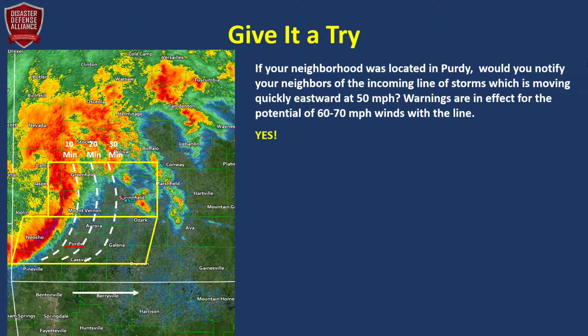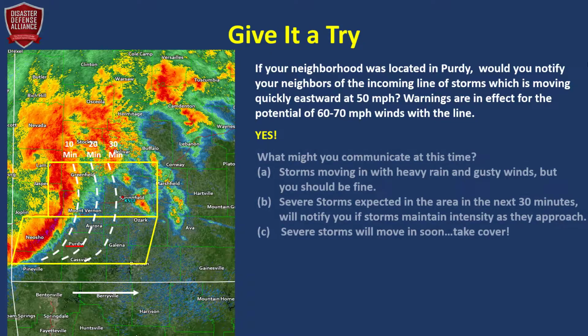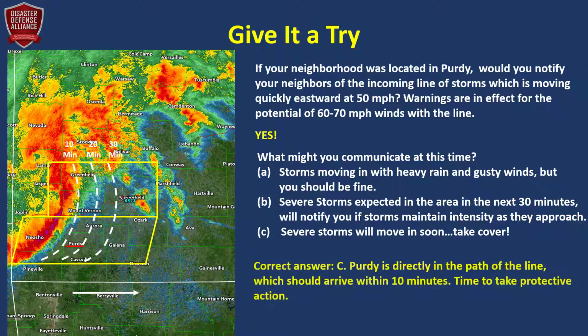Hopefully you got the answer right by saying yes. Purdy is directly in the path of this line of storms, particularly the more intense southern part of the line. So what should you communicate to them? Which answer seems best? In this example, the correct answer is C. Purdy is not only directly in the path of the storms, but the storms are likely 10 minutes away or less. It's time to notify neighbors to take cover.